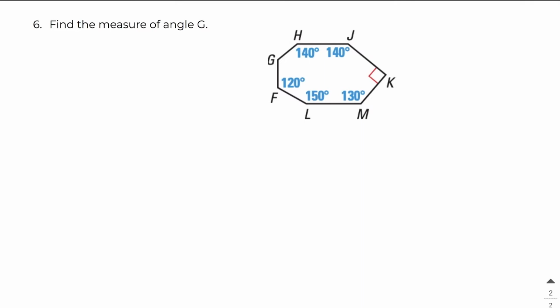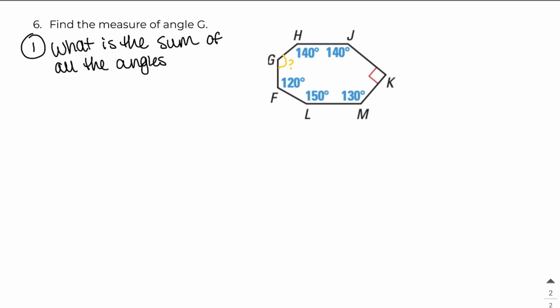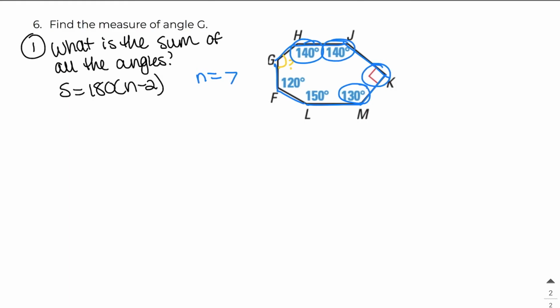All right, cool. So in question number 5, it asks us to find the measure of angle G. So it's this angle right here that I want to find out. The first thing I need to know is, what do my angles add up to? To do that, I would use the formula S equals 180 times n minus 2, where n in this example is 1, 2, 3, 4, 5, 6, 7. So here I know n equals 7. I also know it's 7 because I have 1, 2, 3, 4, 5, 6, and then my missing angle is angle number 7. Now notice I circled the right angle. Even though there's no number there, it's still an angle. We still have to use that.